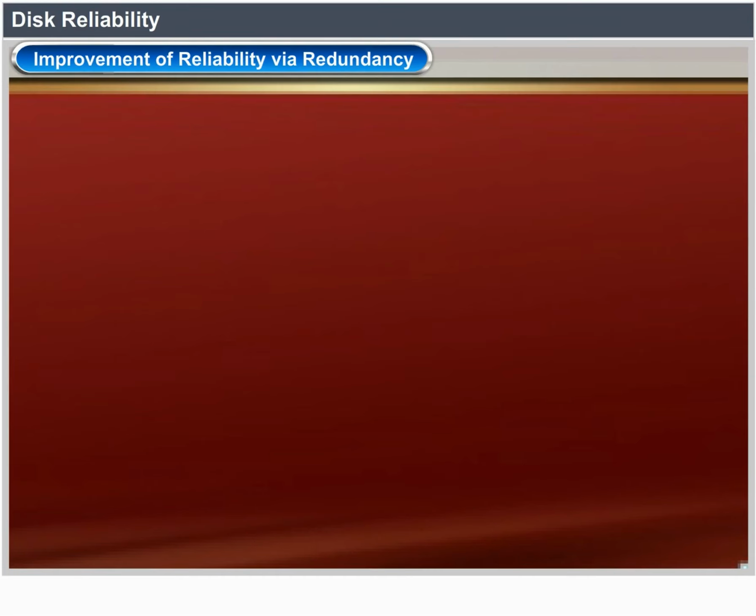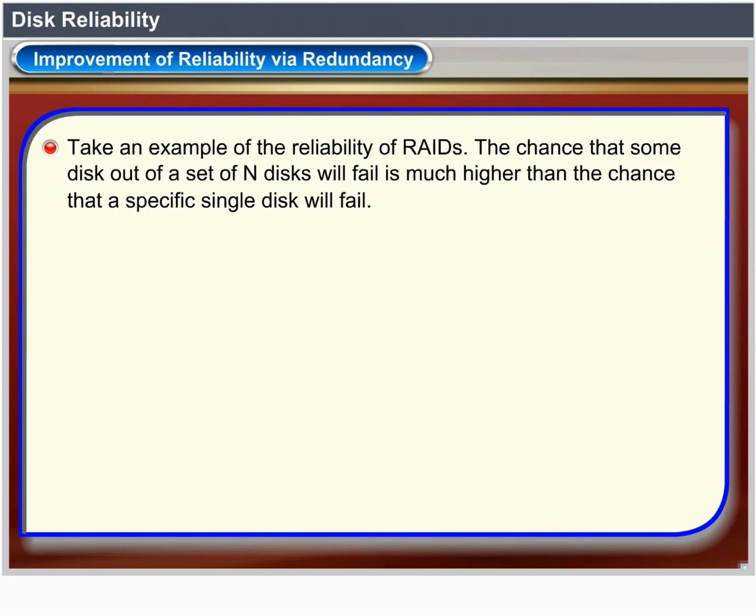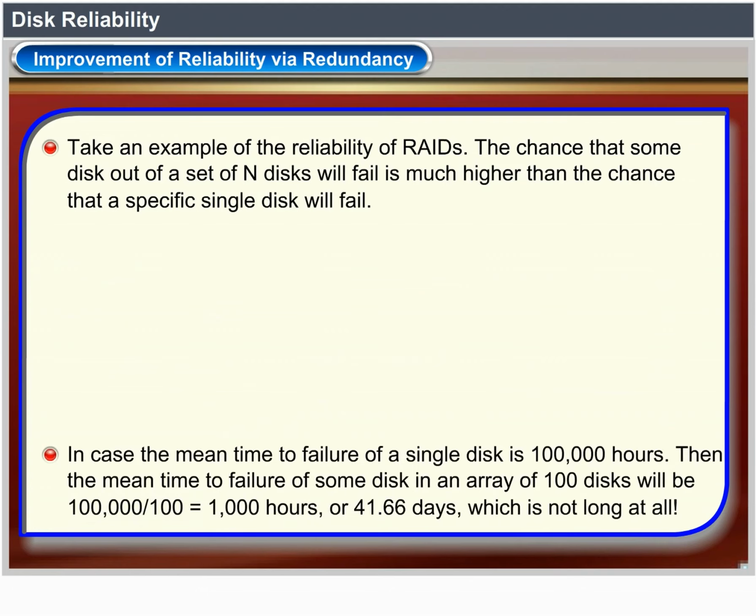Improvement of reliability via redundancy. Let's first consider the reliability of RAIDs. The chance that some disk out of a set of n disks will fail is much higher than the chance that a specific single disk will fail. Suppose that the mean time to failure of a single disk is 100,000 hours, then the mean time to failure of some disk in an array of 100 disks will be 100,000 divided by 100 equals 1,000 hours or 41.66 days, which is not long at all.